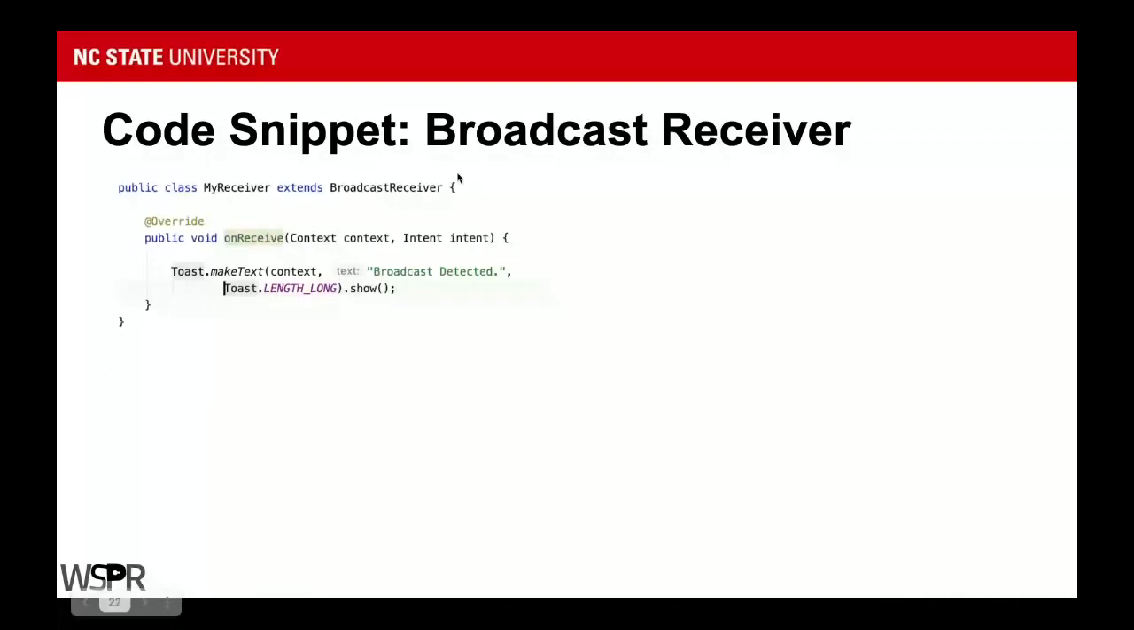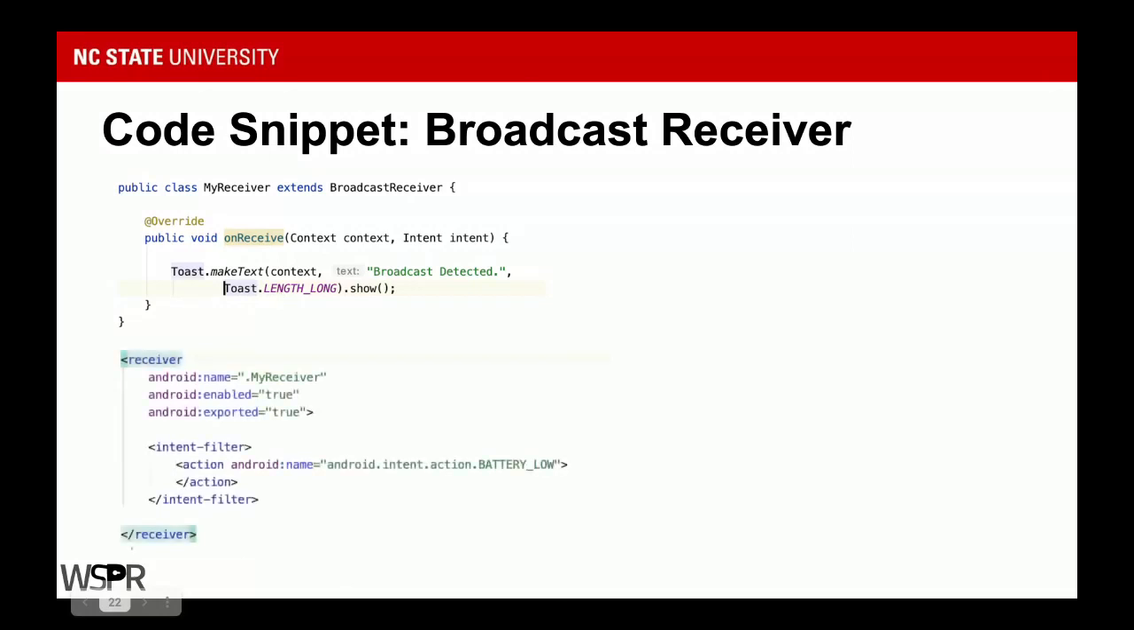Here, let's look at an example code. We are creating a broadcast receiver, and therefore we have extended the BroadcastReceiver class. And we have overridden the onReceive method. Upon receiving a broadcasted event, this class shows a toast message saying broadcast detected. Now, let's register for this event.